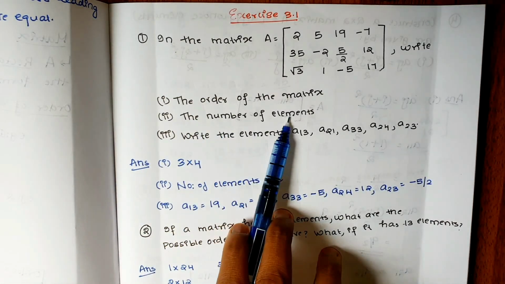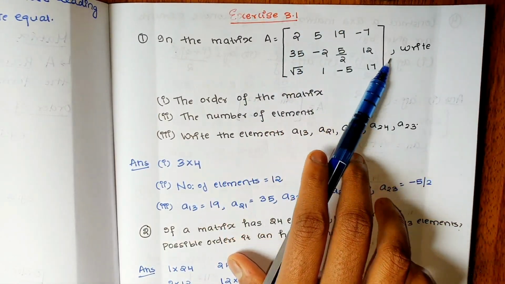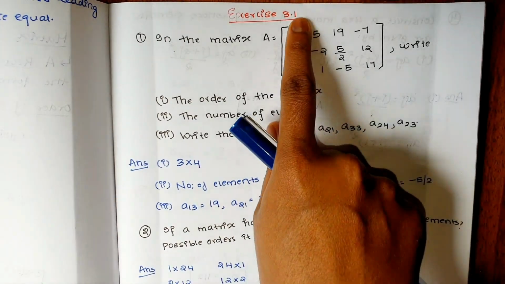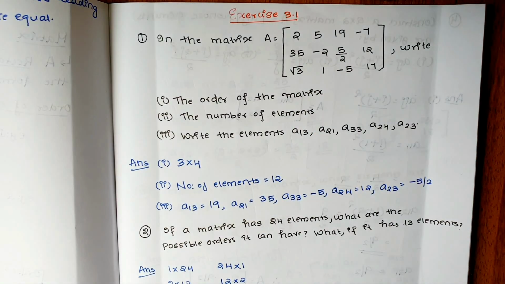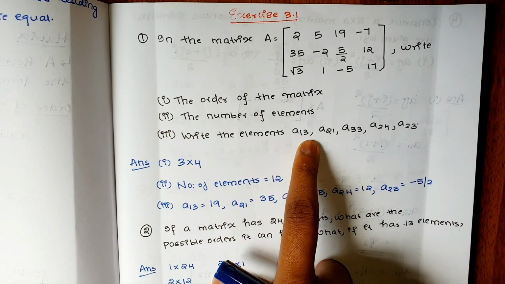Okay. Number of elements. Number of elements means, what is the total number of elements inside this matrix? Okay. So number of elements is 1, 2, 3, 4. 1, 2, 3. So 4 into 3, 12. It has 12 elements. Next, write the elements A13.